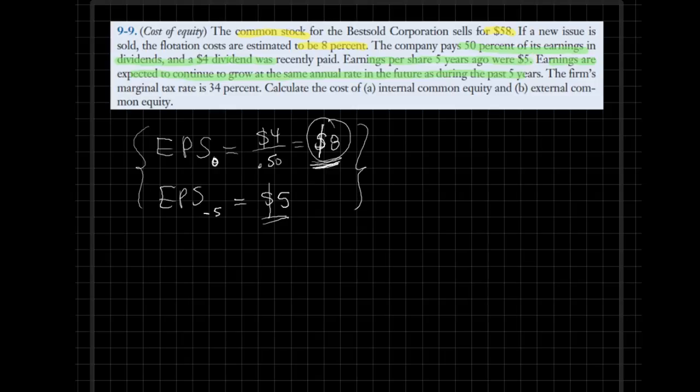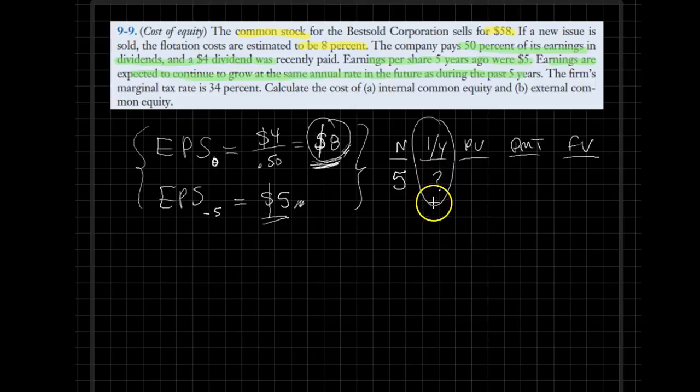So we are to figure the growth rate using these two numbers, EPS 0 and EPS earnings per share 5 years ago. The fastest way to make that calculation is again to use the third row of our financial calculator, and let me reproduce it here. So for the past 5 years, what is the growth rate? This is a surprising result. I'm using the I/Y key to calculate the growth rate.